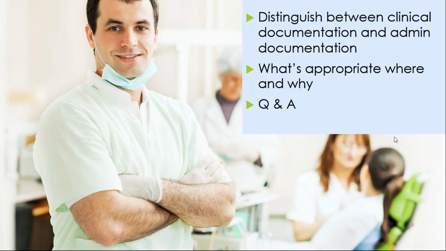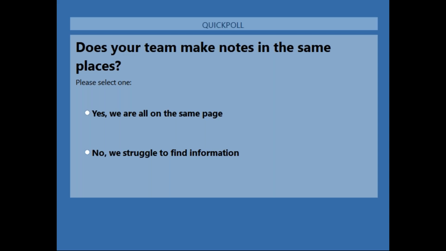We're going to do a quick little poll here. So the question is, if you can all see the poll here, does your team make notes in the same places? Do you find that you're searching all over the place trying to find that phone conversation or that financial arrangement, or do you find that your team is pretty much on board? I'd like to get a little bit of an idea from all of you. It seems like right now we've got about a 50-50 percentage. Right now, 67% all on the same page, 25% no, we struggle to find information.